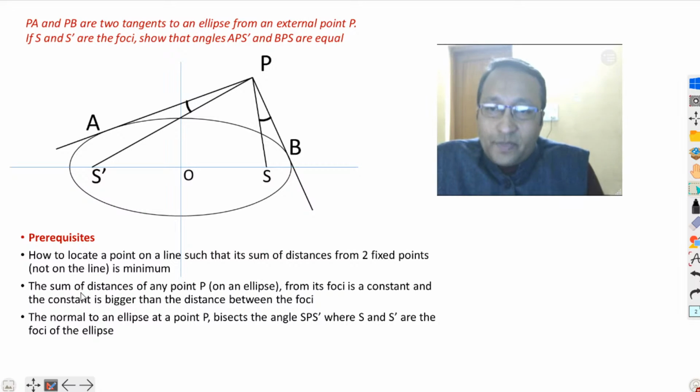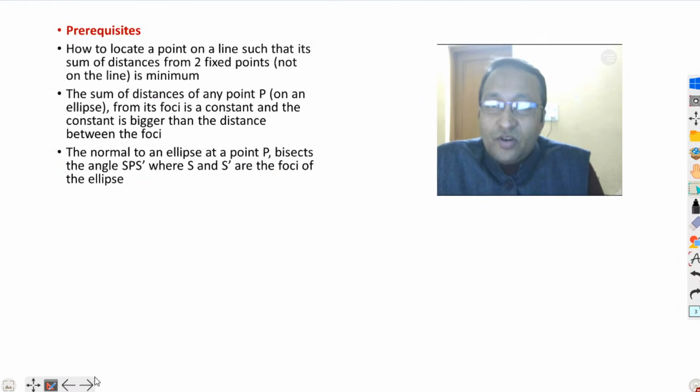Second is, you should be aware of the fact that the sum of distances of any point P on the ellipse from its foci is a constant, and this constant is bigger than the distance between the foci. Third is, basis the first and second, the normal to an ellipse at any point P bisects the angle SPS dash, where S and S dash are the foci. We will prove these three one by one quickly with geometry and then take this problem without any x, without any y, no Cartesian coordinate system, only pure Euclidean geometry.